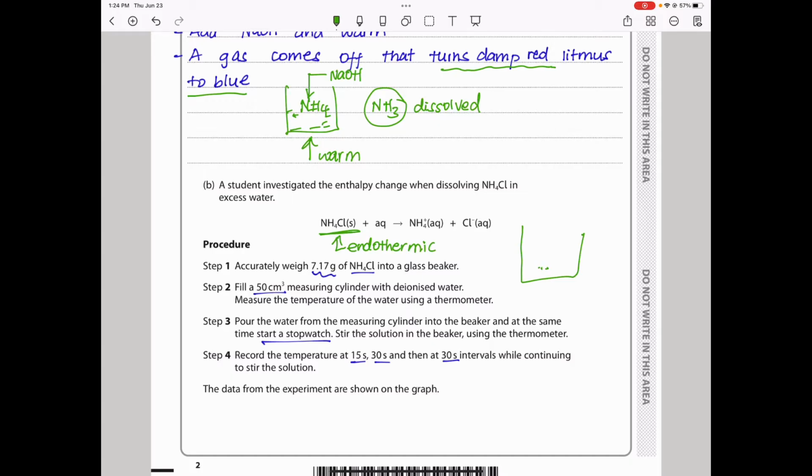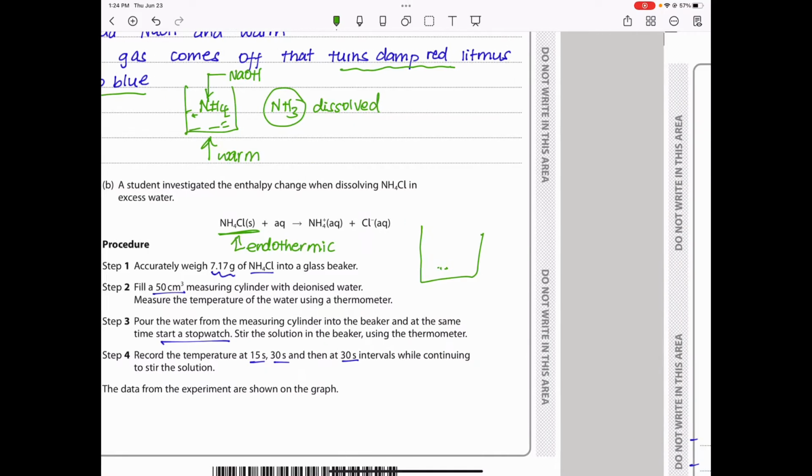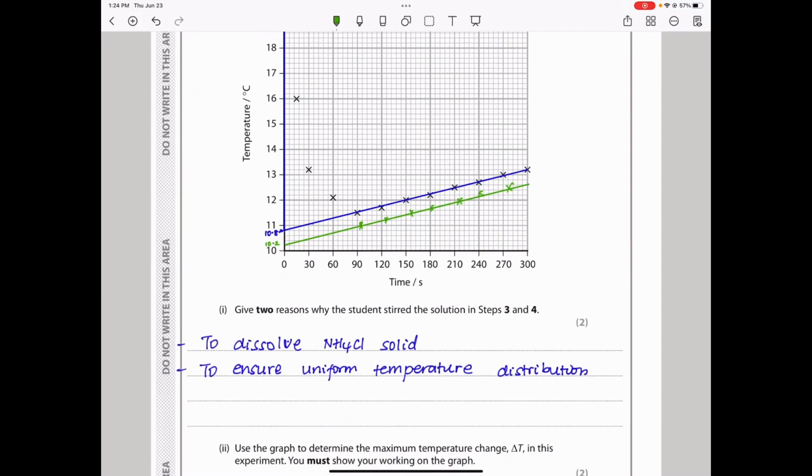And then step 4, they say record the temperature at 15, 30, and then after 30-second intervals while continuing to stir. The second stirring is to ensure that there is uniform distribution of temperature or heat within the solution. The first, in step 3, again, let me erase this.